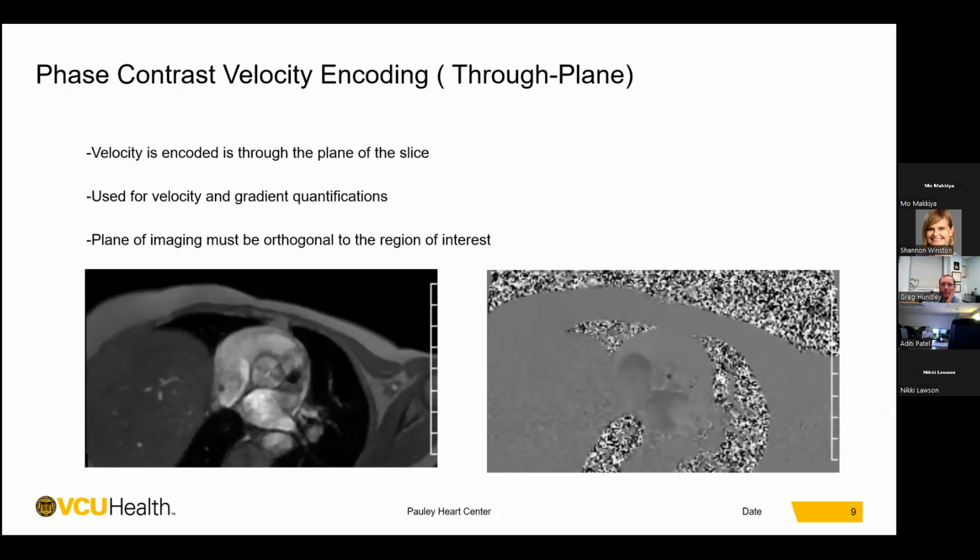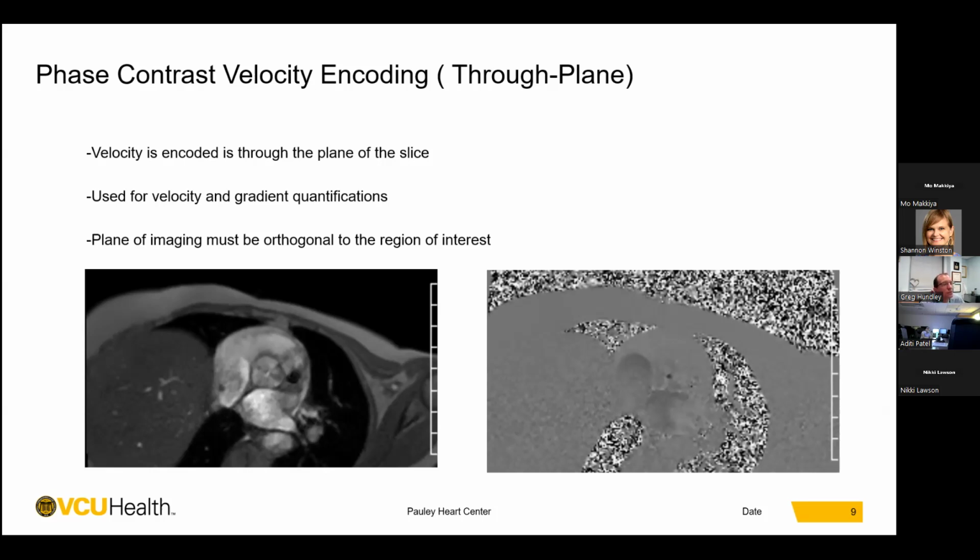In most of our studies, we do through-plane velocity encoding, where we encode velocity through the plane of the slice. This is a technique we use for flow quantification, in order to measure velocities and gradients. However, we have to keep in mind that to get good through-plane imaging, we have to be, regardless of the jet direction, as perpendicular to the jet direction as possible. So we have to set up unusual double oblique images to get true through-plane imaging. That's very important to get accurate measurements and accurate jets.